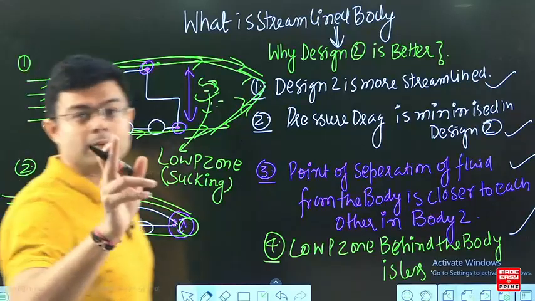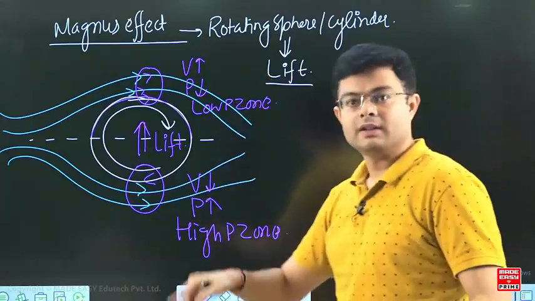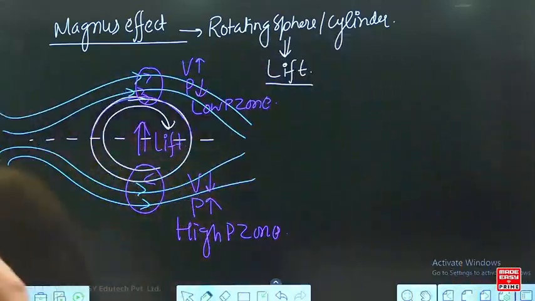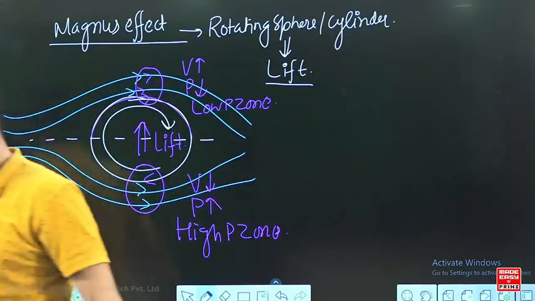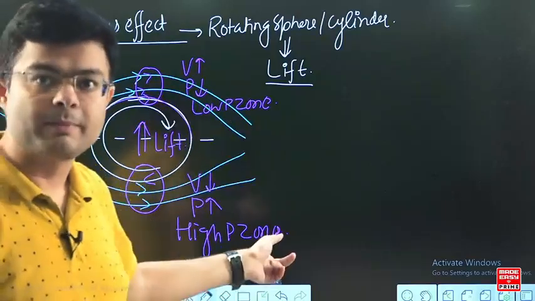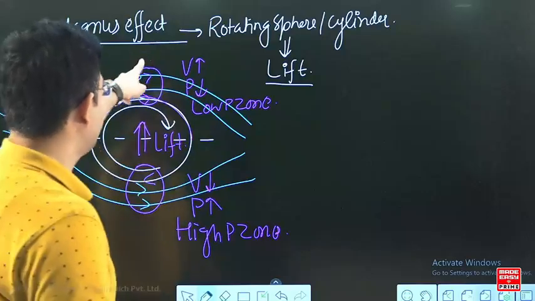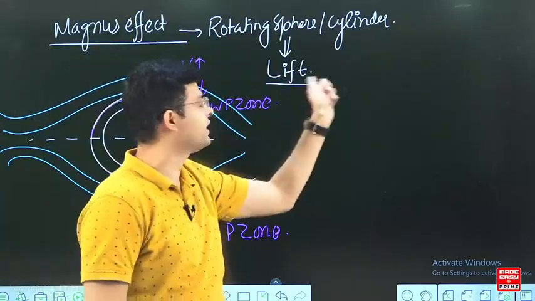Yes, done. One more thing is missing in your printout: the Magnus effect, page number 202. The diagram is made, but that diagram is incomplete. So please complete the diagram and also write this: rotating sphere or cylinder.